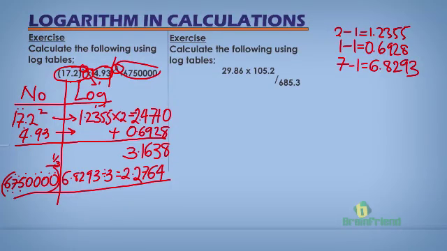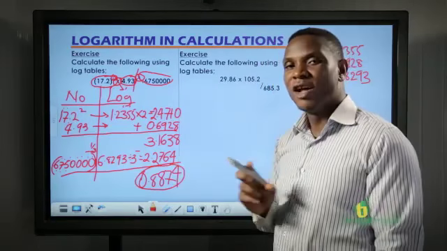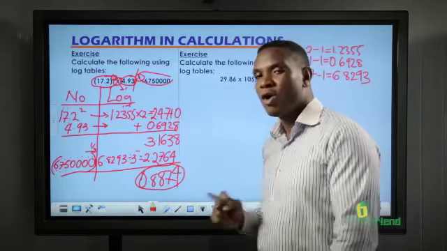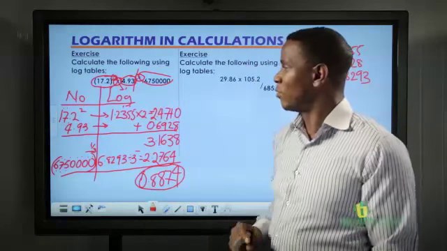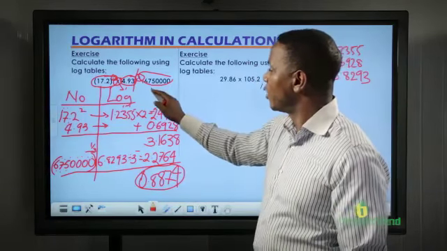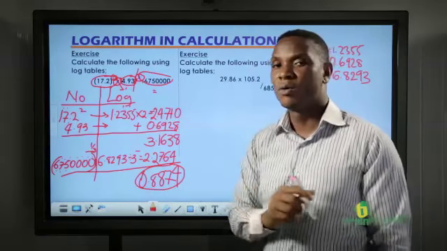And if we did that, we would have 4, 7, 8, 8, 0. So we have our value as 0.8874. But remember, this value is the logarithm of the number that we seek. That is the number that we are required to find from our question.